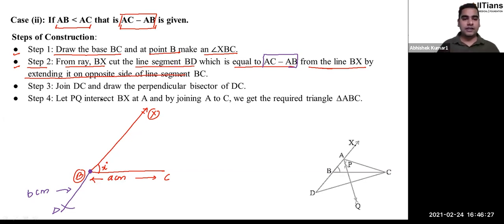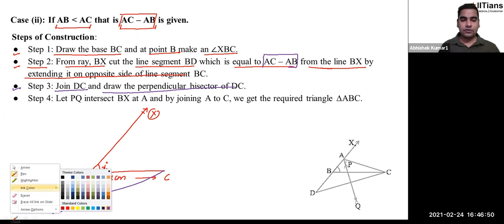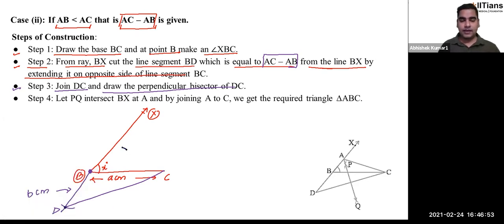What needs to be done after this? In step three, you need to join DC. So you can join DC using a ruler. Clear? And after that, you need to draw the perpendicular bisector of DC. We all know how the perpendicular bisector is drawn: assuming D to be the center and taking more than half arc length of DC, you have to mark one arc above DC and one below DC. Clear? Then assuming C to be the center, taking the same arc length, you have to mark one arc here, second arc here. You have to join them.